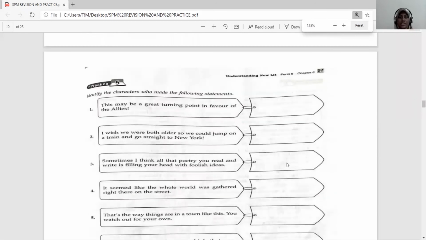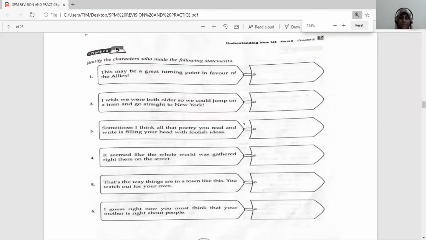let's look at the conversation. This is a statement, right? And who do you think gave the statement? "This made a great turning point in favor of the allies." Any guess? Those who have read the novel, I think you should know because these are the dialogues or the statements taken directly from the novel. Do you have any idea?